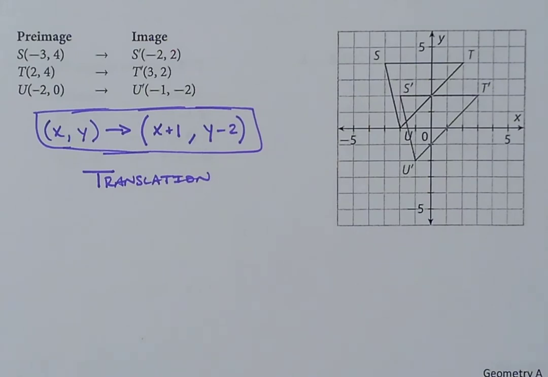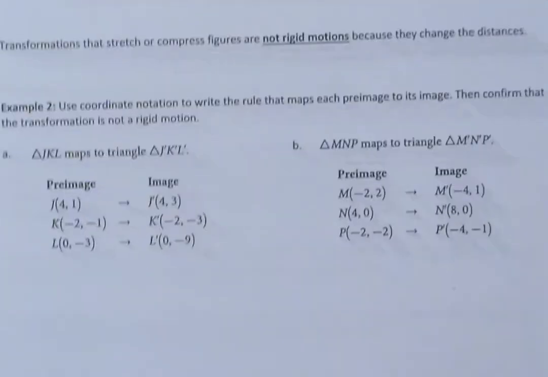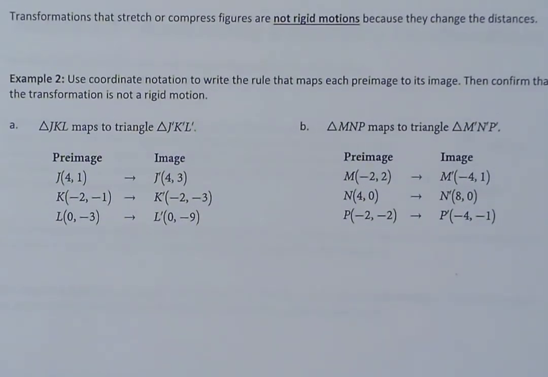All right, so let's move on to our last example for today, and that is where we're going to end up with example 2. Now, before we jump into example 2, transformations that stretch or compress figures are not rigid motions, like we talked about with that example right before, because they change the distance. So there are those different properties of rigid motions. You have to maintain distance, and that's going to be violated when you go through and stretch or compress figures by multiplying and dividing.